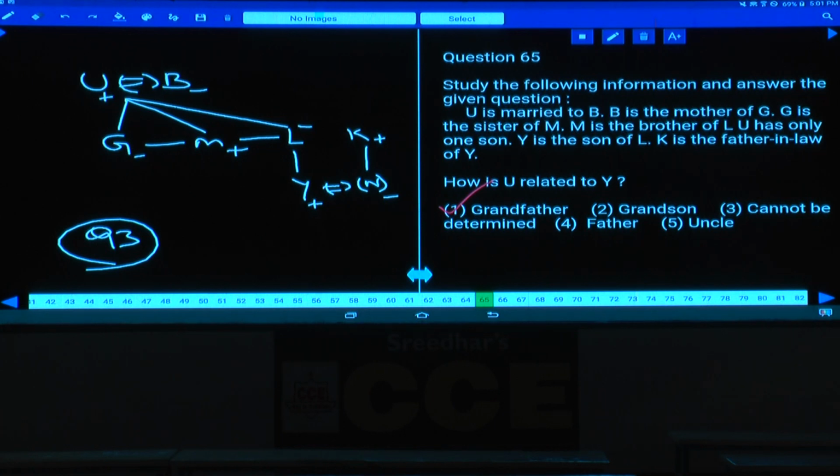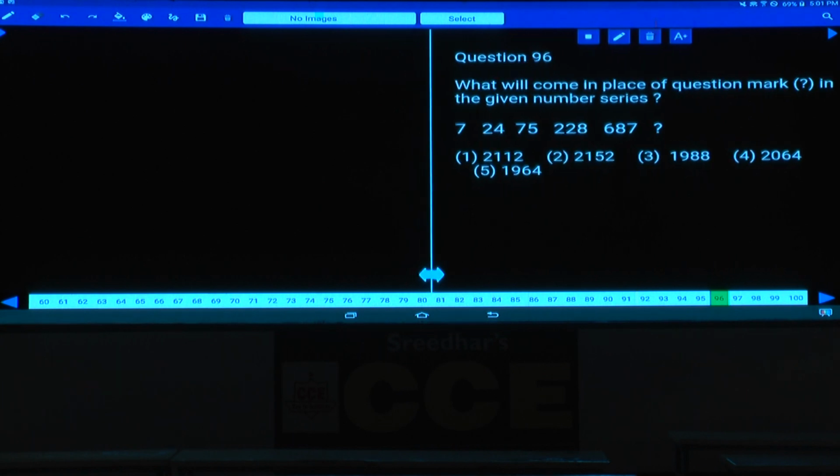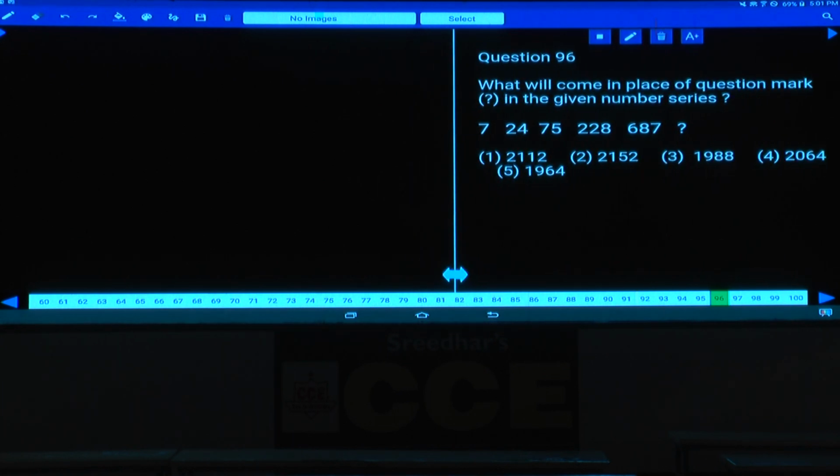The next one is 96 to 100. Now in this 96 to 100, tell me what is the answer here? 96, 7, 24, 75, 228, 687 and so on. Now if you observe the choices here, all the choices are in 2000s. Hence it must be under combination, because the numbers are increasing at a very fast rate. 7 and 24 cannot be related, hence 228.